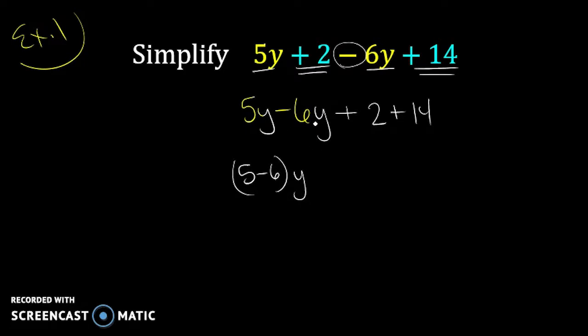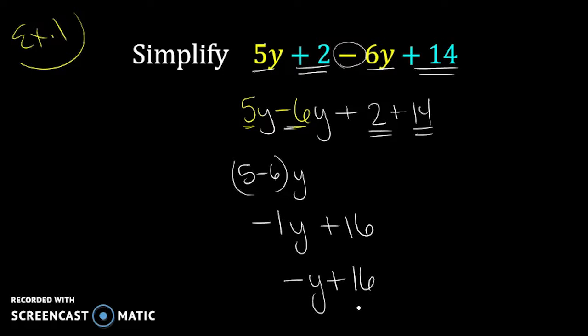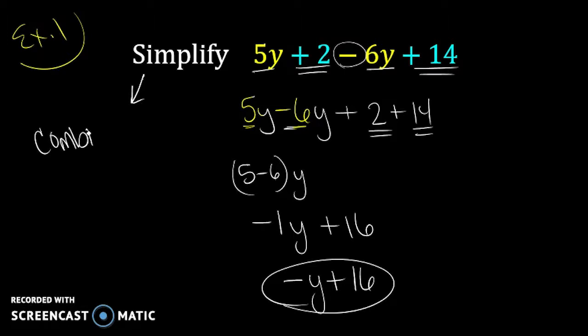We're pulling that extra y out of there so that we can combine the 5 and the negative 6, or 5 minus 6. So when we do 5 minus 6, we get negative 1, and then we still have that y. And then we have our plus 2 and our plus 14, which would be plus 16. And we can simplify this even further by saying negative 1y, well, the 1 becomes imaginary, so it's just negative y plus 16. So this is how we've been using the distributive property whenever we're simplifying, which we always say is like saying combine like terms.